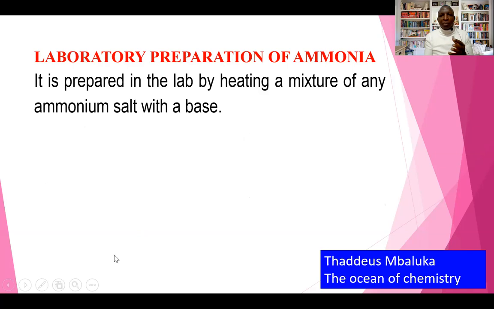Ammonia is prepared in the laboratory by heating a mixture of any ammonium salt with a base. So you are heating a mixture of ammonium salt plus a base. Usually we use either potassium hydroxide, sodium hydroxide, or calcium hydroxide. But we preferably use calcium hydroxide and ammonium chloride. They are the most commonly used reagents because they are abundant and cheap. So let's look at the reaction that takes place there.